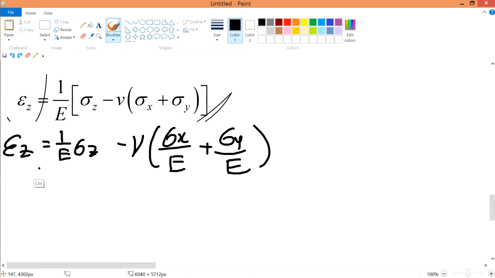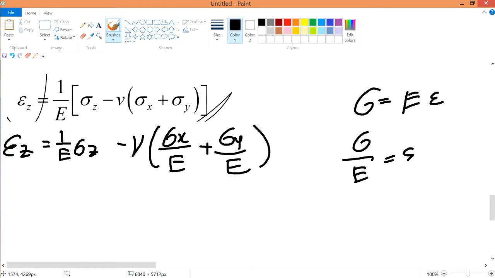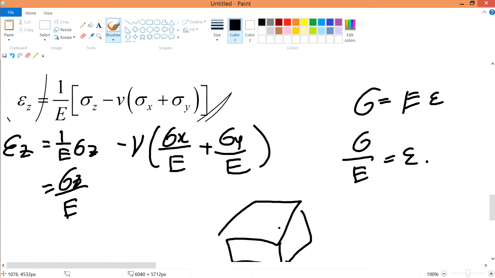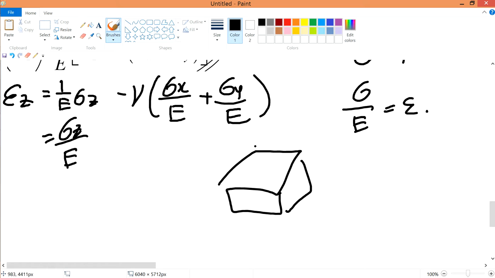Correct? And next, if you think about it, your Hooke's law is this one. So if I rearrange, I'll have this thing. Your strain can be in terms of stress Z divided by Young modulus itself, which is this equation. But this is only for the case of 1D. For a 3D cube over here, if I were to pull in the Z direction, this direction will compress, and this direction will also be compressed.